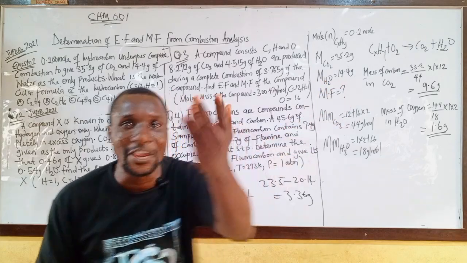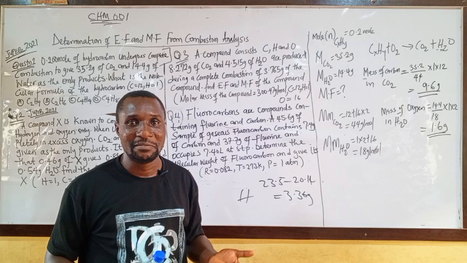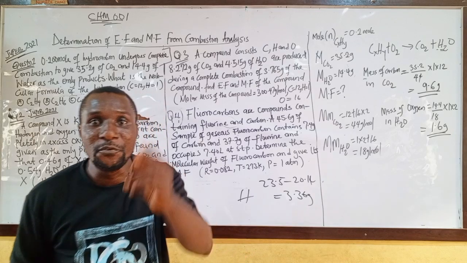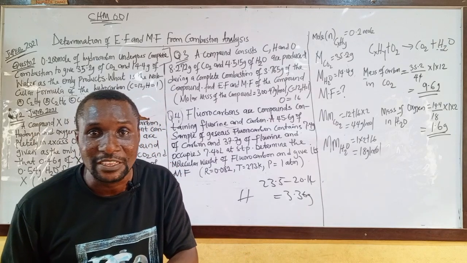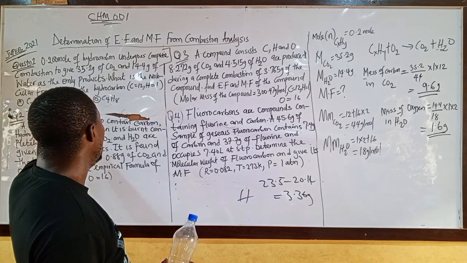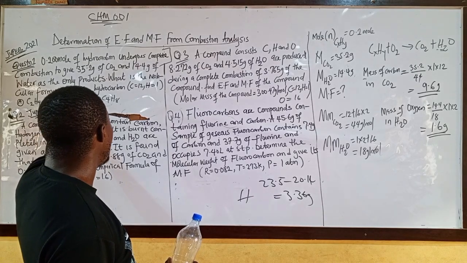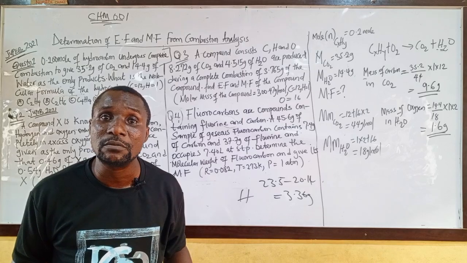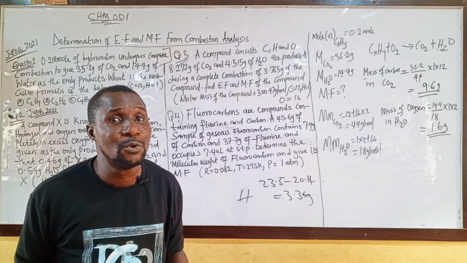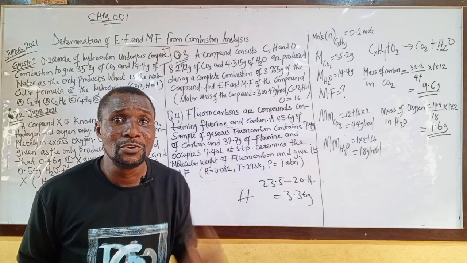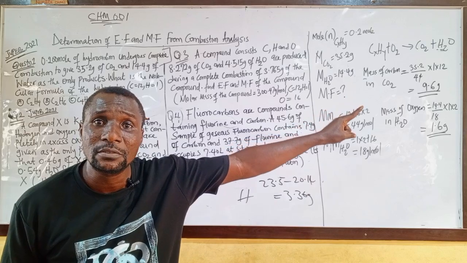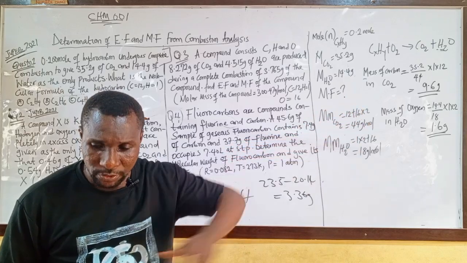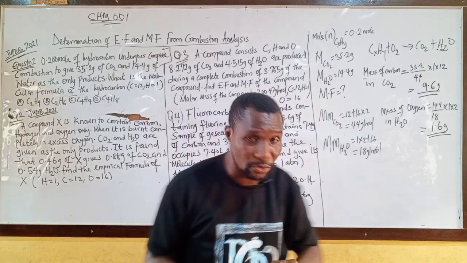Then from here, you can get the empirical formula. From the empirical formula, you get what? The molecular formula. But before we do that, do you know that they want you to calculate the molecular formula? But we are not given what? The molecular mass of that compound. You have to find the molecular mass of that compound.